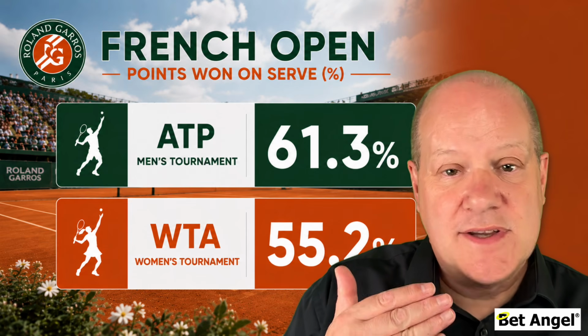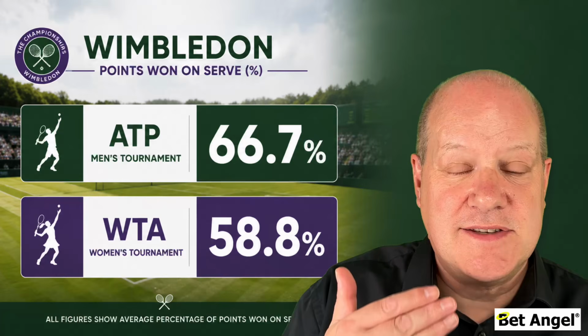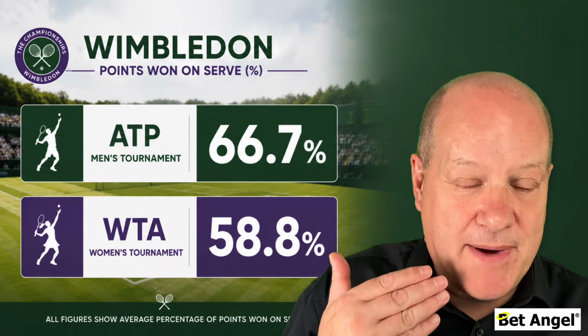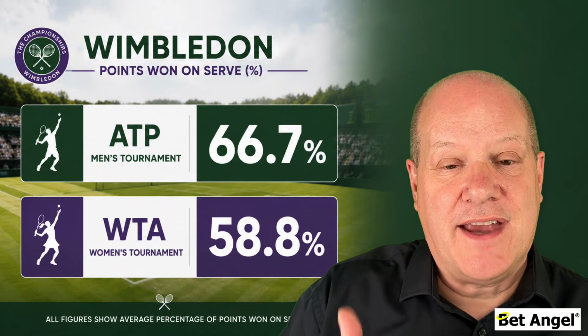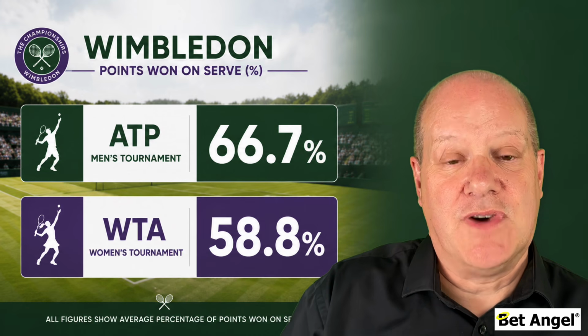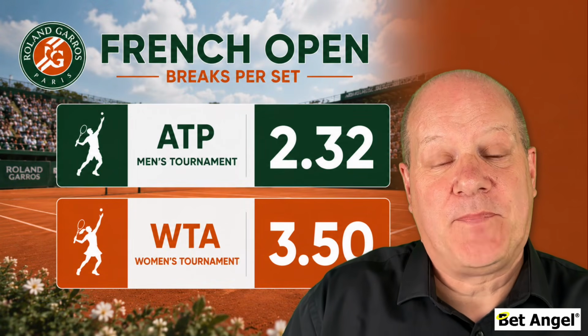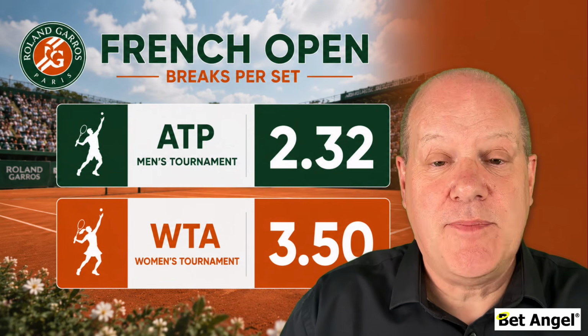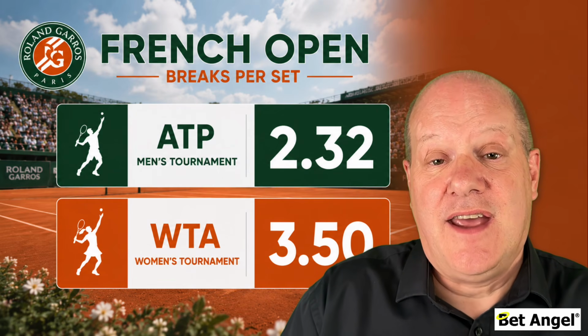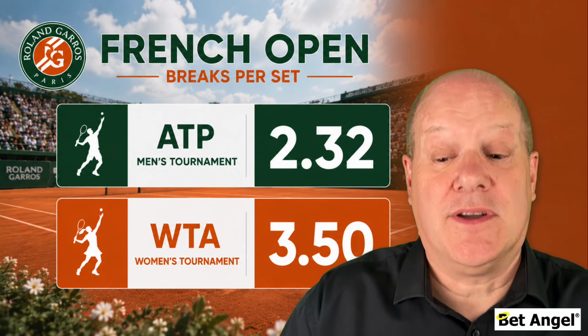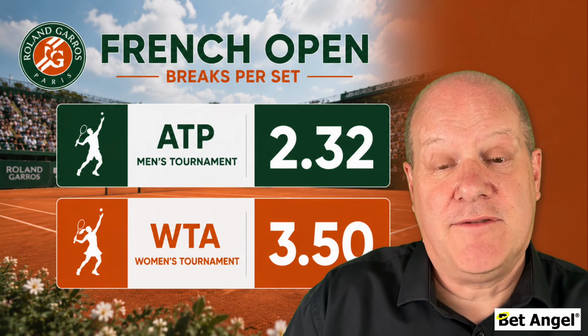The game at Wimbledon is serve dominated, and typically with the men as well, who have a big, powerful, thundering serve that can make a huge difference in terms of the rate at which breaks of serve occur. So if we look at Roland Garros, we can see in the men's game on average 2.32 games per set end up as a break of serve, and if we look at the women's, it's 3.5, fairly significant numbers there.